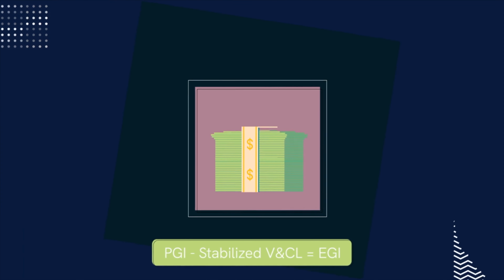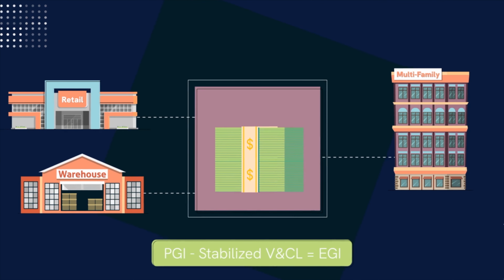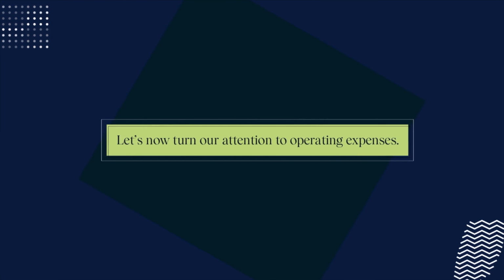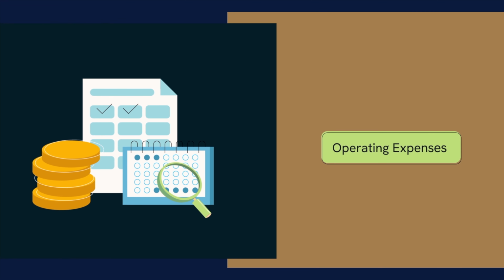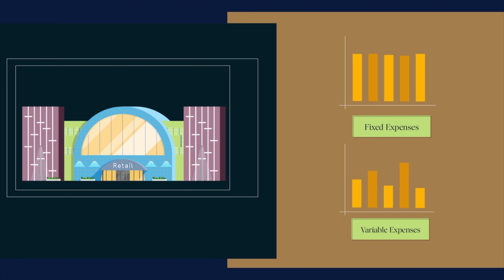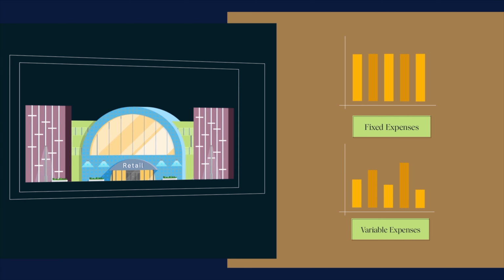Deducting that from PGI gives you effective gross income, EGI, which is a more realistic representation of an investment property's potential. Let's now turn our attention to operating expenses. The day-to-day expenses of an investment property are called operating expenses, which can be divided into fixed and variable expenses. Fixed expenses don't change with occupancy, while variable expenses increase or decrease with it.